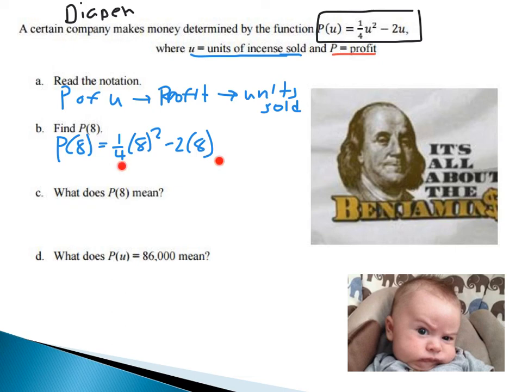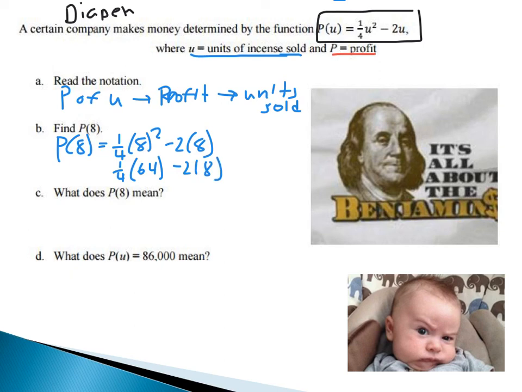Now, how do we simplify this? This goes back to the very first chapter we did. We're going to start with order of operations, exponents first. So I have 8 to the second power, so that's 1/4 times 8 to the second power. Remember, that is 8 times 8, which is 64. Minus 2 times 8.